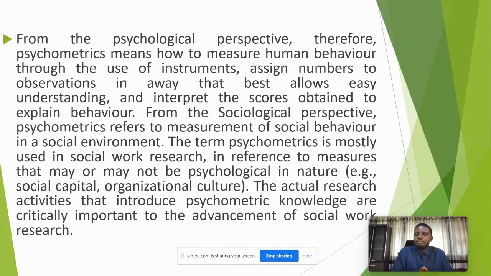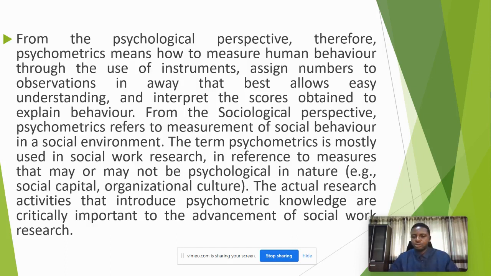So it is measuring behavior, human behavior, through instruments. Then you assign numbers to the observations. You remember I told you I will be looking and then I will be assigning numbers: these men, these women. And those numbers will help me to understand easily what I'm trying to do, so that I will interpret those scores. And from the interpretation of those scores, I can explain that behavior. I will simply say that men look at billboards more than women, or women look at billboards more than men. Do you understand? So that's from the psychological perspective.